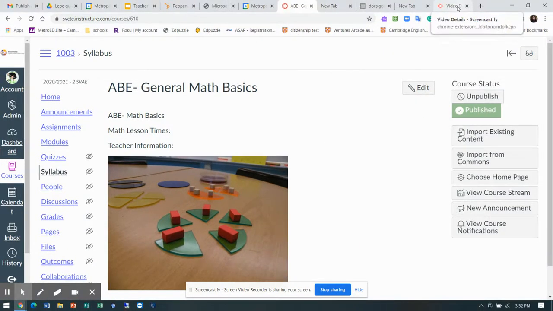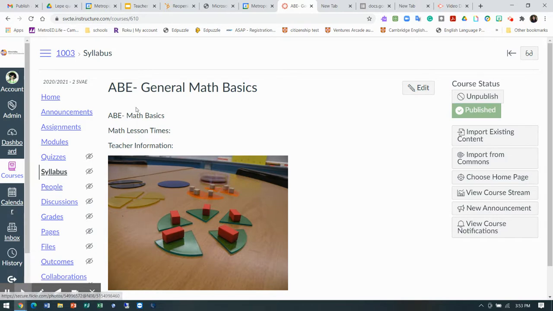So going forward, what we really want to focus on is the ABE General Math Basics. It's going to be set up in a similar, predictable way, just to retool ABE for our students. So you can go ahead and put the times that you're going to meet and your teacher information here, totally fine.